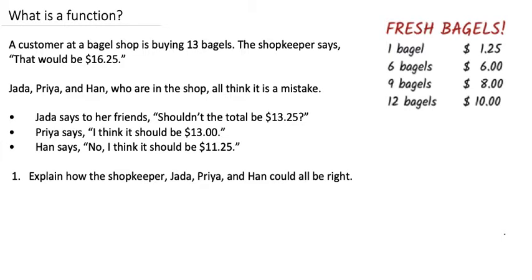So one way that we can calculate the total price of the bagels is to take the price of one bagel, which is $1.25, and multiply it by 13 if you're buying 13 bagels. So 13 times 1.25, you can do that on a calculator, and if you do, you would get $16.25. So this must be how the shopkeeper calculated the price.